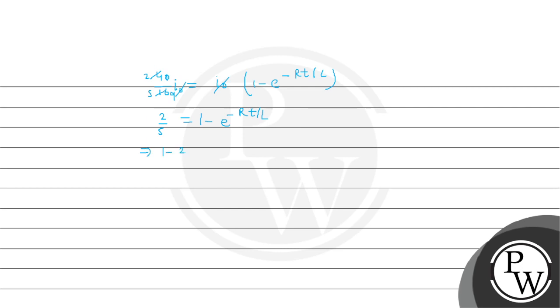So 1 minus 2 by 5 is equal to e to the power minus R t by L, which is 3 by 5 equal to e to the power minus R t by L. Now taking log on both sides, we get ln 3 by 5 is equal to minus R t by L. So this is ln of A by B, which is ln A minus ln B, equal to minus R t by L. On substituting the values of ln 3 and ln 5 and subtracting, we get minus 0.511 equal to minus R t by L. The minus signs cancel out, and we have to calculate t.